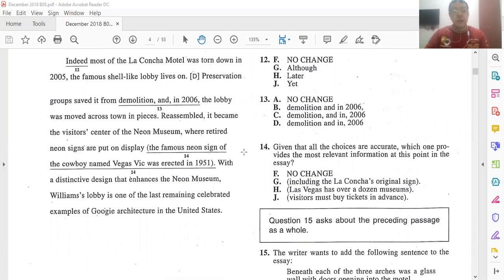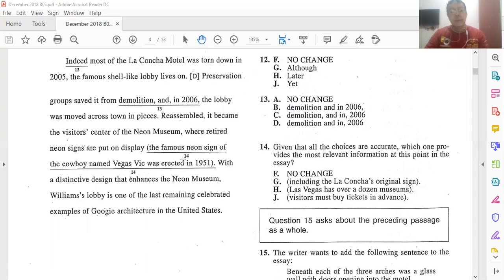All right, now moving to number 14. It's saying where retired neon signs, reassembled, it became the visitor center of the Neon Museum, where retired neon signs are put on display. The famous neon sign of the cowboy named Vegas Vic was erected in 1951. So no change, or including the La Concha's original sign. So that makes sense.